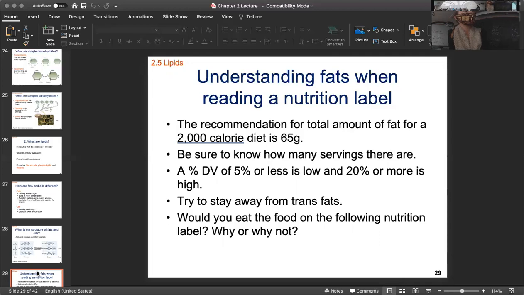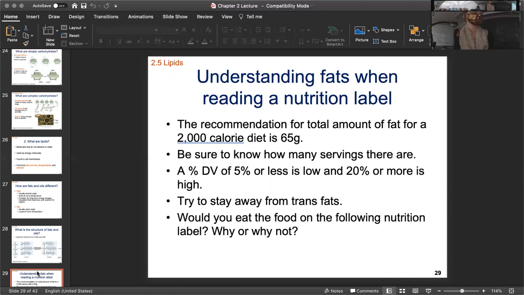But for a 2,000 calorie diet, 65 grams of fat is the recommended daily amount. There's fats in things that you probably don't even realize. There's bad fats, and there's actually good fats too. It says be sure to know how many servings there are. On a nutritional label at the top, it'll say servings per container.